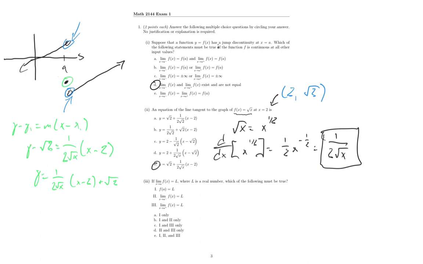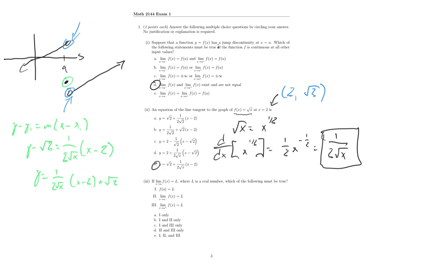All right, so part 3. If the limit as x approaches a of f of x equals L, where L is a real number, which of the following must be true? 1 says f of a equals L. 2 is the limit as x approaches a from the left side is L. And 3 is the limit as x approaches a from the right side is L. So what do we think?